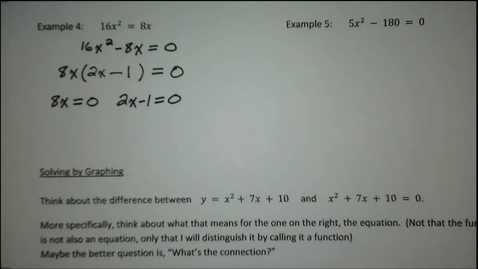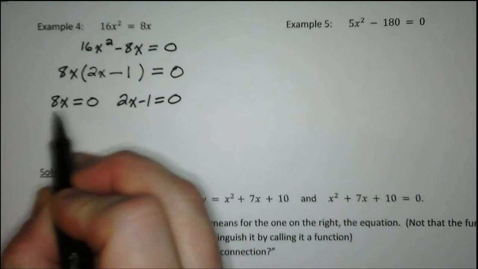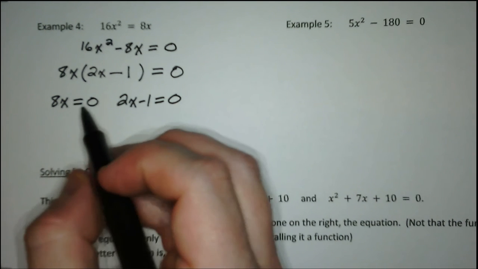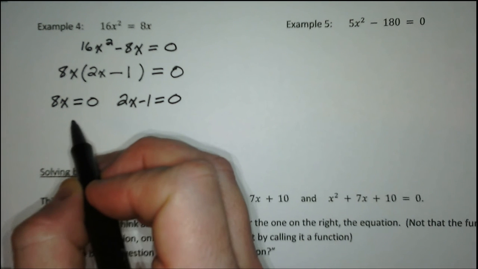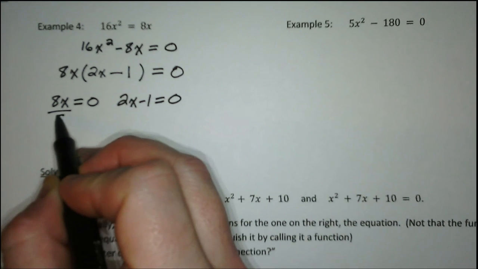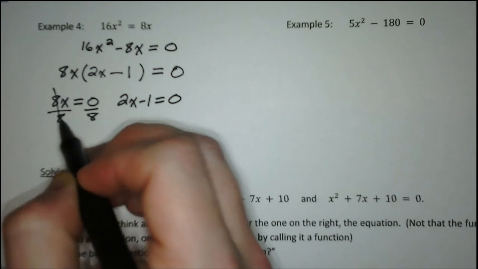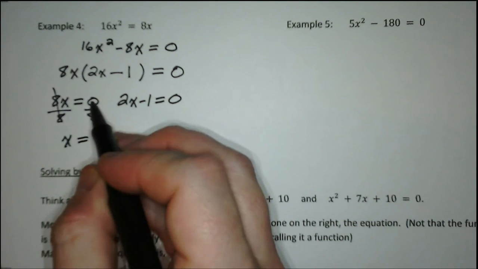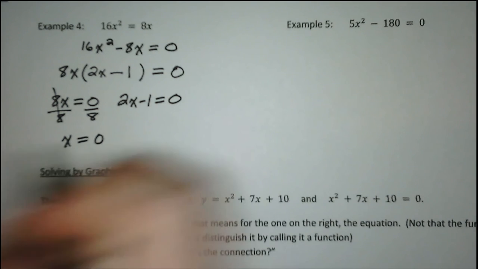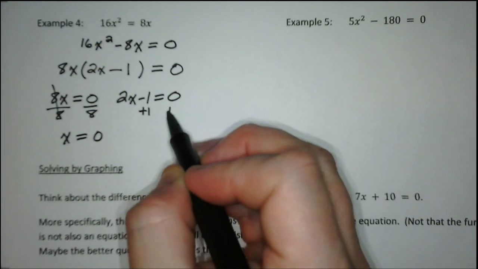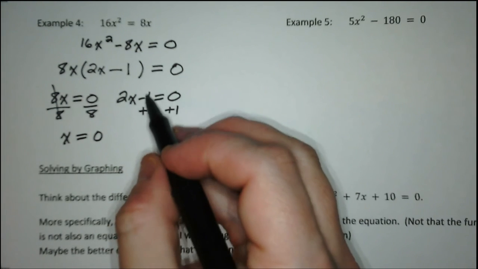They're both very solvable. How do we solve 8x equals 0? How do we get x by itself? That's right. We divide both sides by 8. And then x equals, what is 0 divided by 8? That's right, 0. Over here, we would add that 1 to the other side.